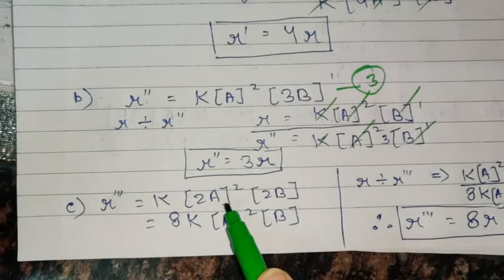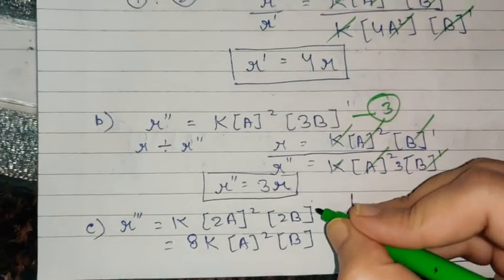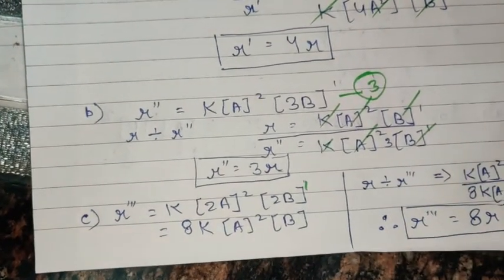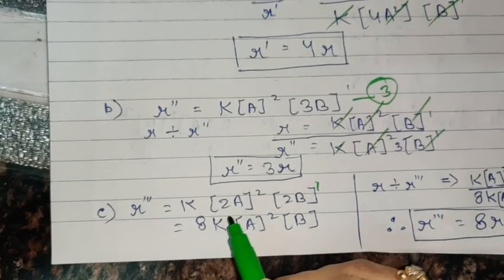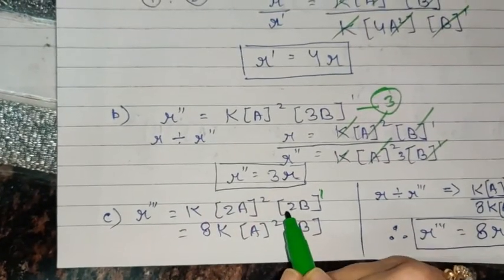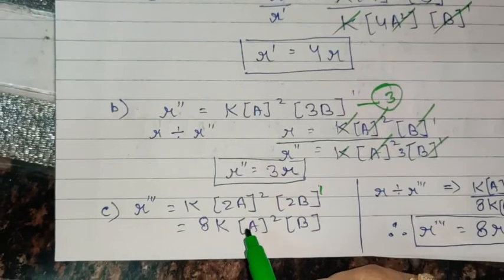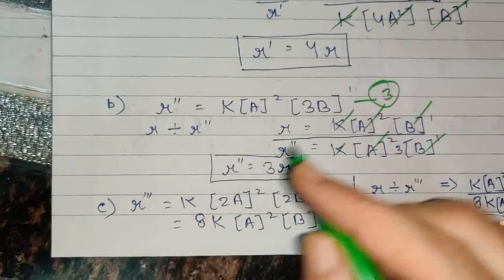Now see in the C part, A is also doubled and B is also doubled, and I have mentioned the power. Since you can see that the power of B is 1, whether you mention it or not, it is the same. So on squaring, this will become 4, and this 4 when multiplied with 2 will become 8. So I have directly written here 8K A square and then B. Okay, so our R triple dash is also with us.